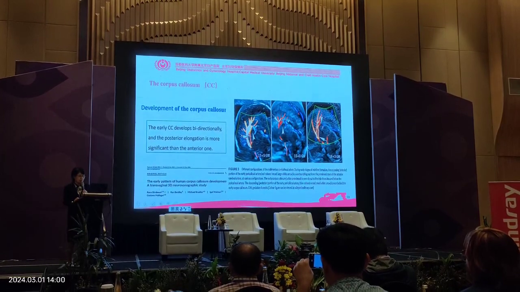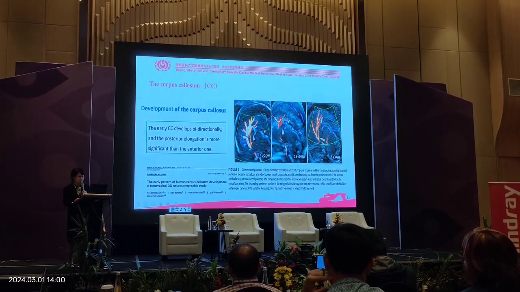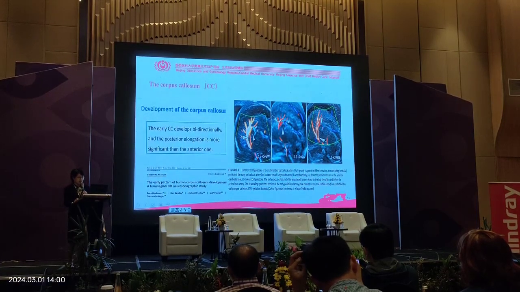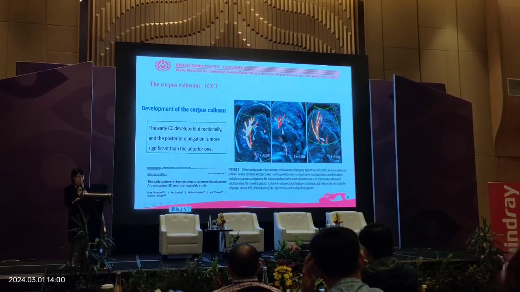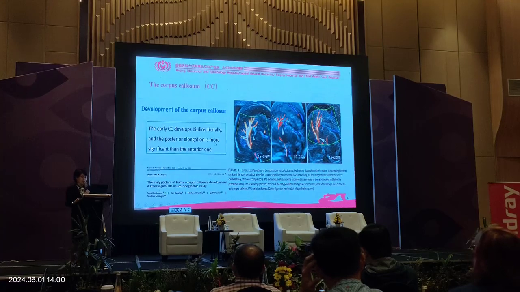We can see the different configuration for the callosal artery. This is 15 weeks gestation. We can see the color here, and here is the blue one. We can see the corpus callosum here. This artery is here, 15, 16 weeks. So these are the early patterns for corpus callosum development.